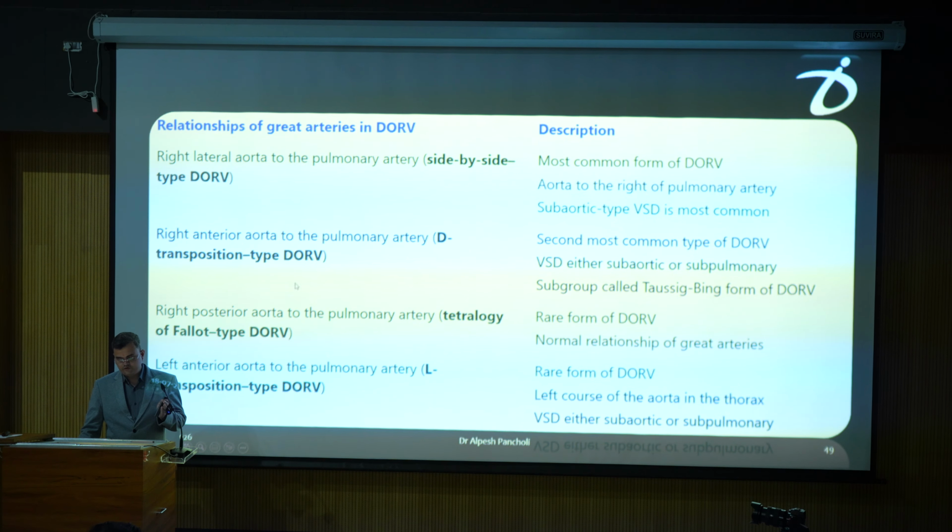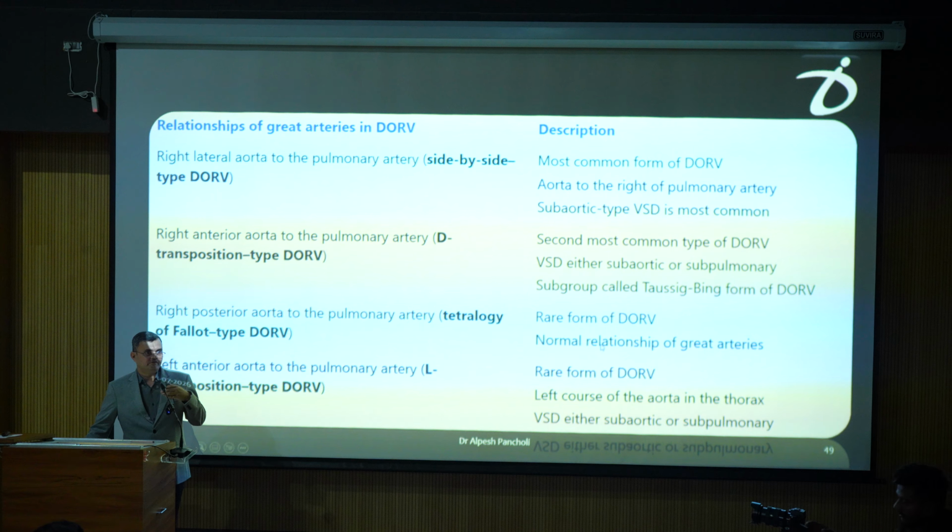Second is TGA type DORV. It is the second most common type. VSD can be either subpulmonic or subaortic. If there is a subpulmonic VSD, the subgroup is called Taussig-Bing form of DORV, which we have seen in the previous case. There can be TOF type of DORV as well. Here the differentiating feature from the simple TOF is that we have more than 50% override. That is the TOF type of DORV.